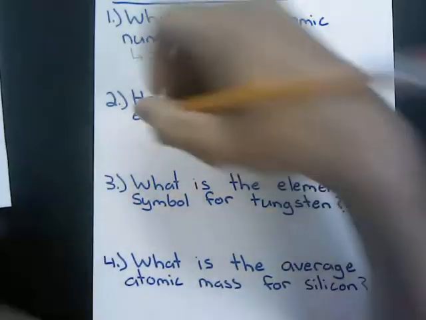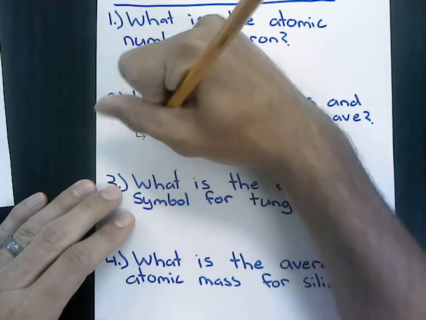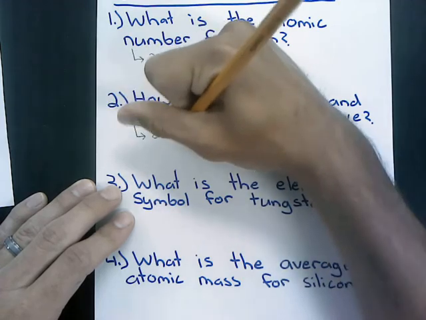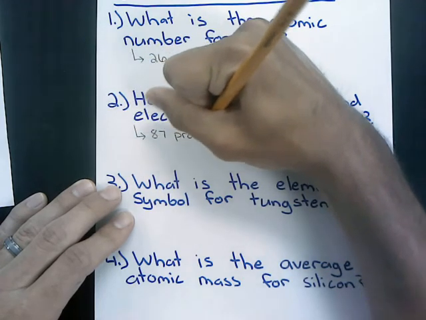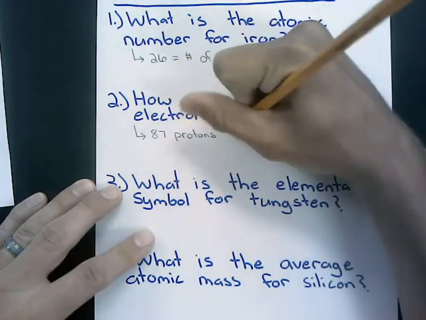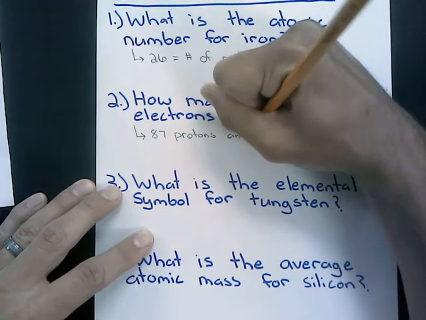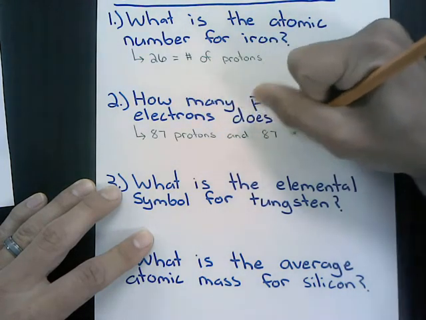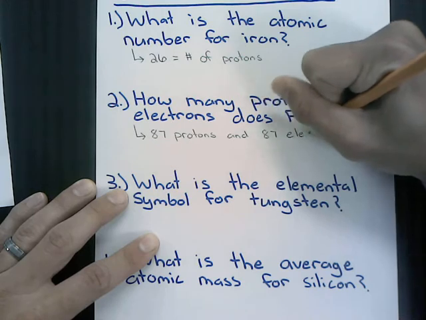So for our answer for francium, we have 87 protons. And because we are in a neutral atom, we have 87 electrons.